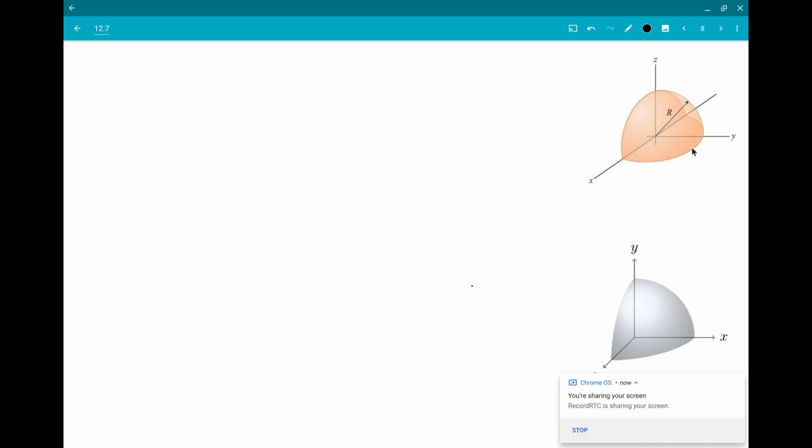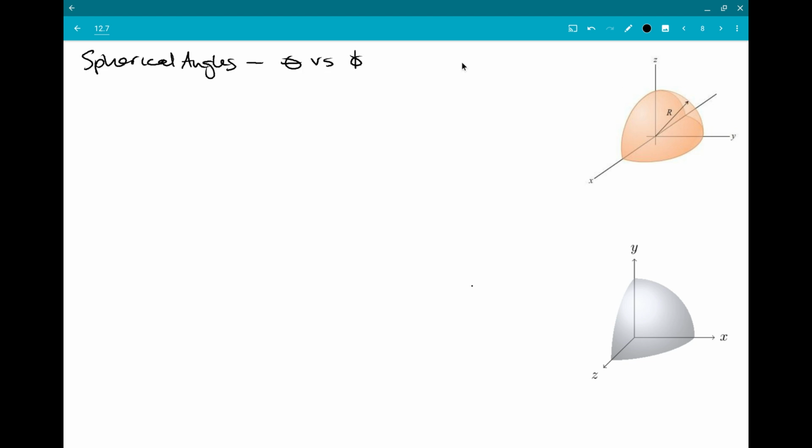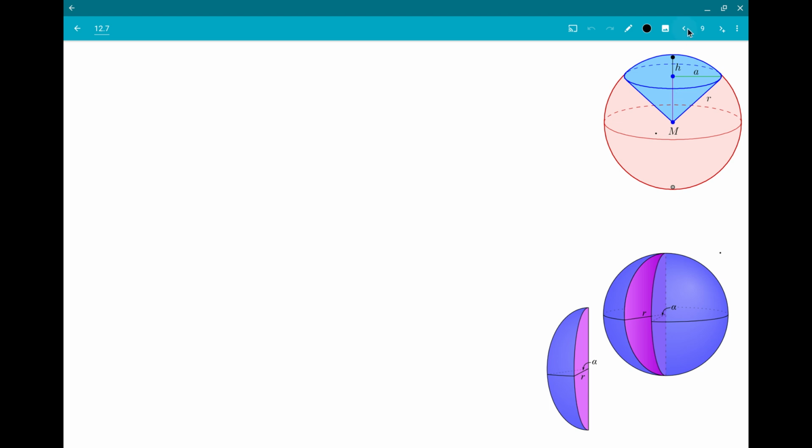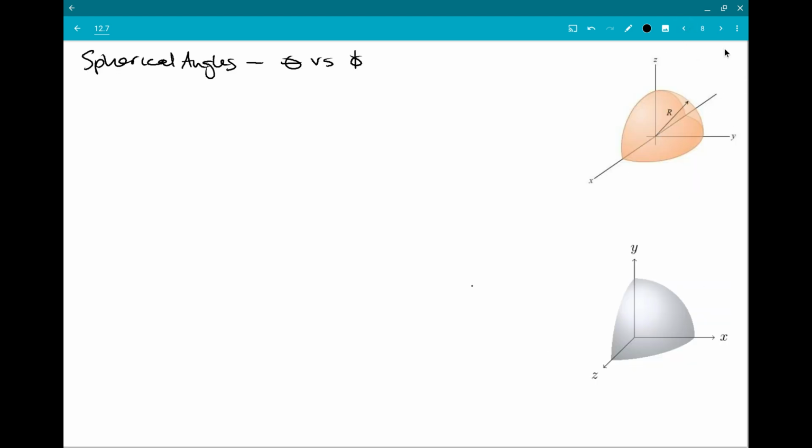Since one of the newer things this section is defining phi and theta for spherical coordinates, I thought it'd be good to look at some examples of how we define the angles for the region of integration using spherical coordinates. So I went online and clipped a few example pictures that we're going to look at, ranging from less complicated to more complicated.